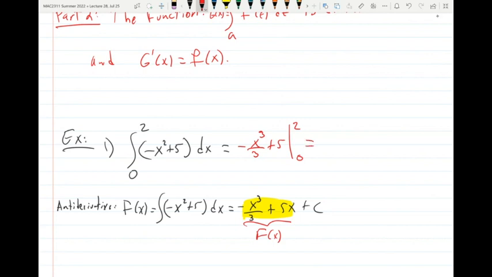So if you plug in 2, what do we get? We get negative 8 over 3 plus 5 times 2, minus, and if you plug in 0, what do we get? 0 plus 5x. Yeah, 5x here, so that would be 10. And then here, that would be 0. Okay, good. So you plug in 2, you get negative 8 over 3 plus 10. You plug in 0, you get 0 plus 0. Right? And when you subtract, we get negative 8 over 3 plus 10.